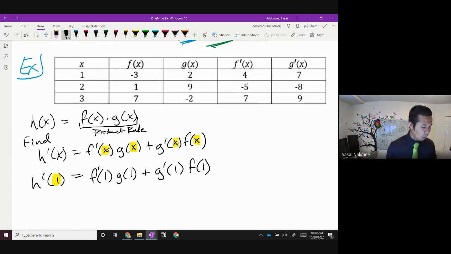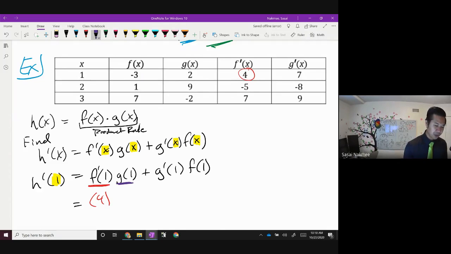How does this work? The table gives you all these specific values, right? Check this out. Hey, buddy, what's the derivative of f of x evaluated at 1? Why, that's simply 4. So that's what I write down. This is going to be equal to, you ready? 4, right? What's this next one? What's g of 1? G of 1 is right here. That's just 2.